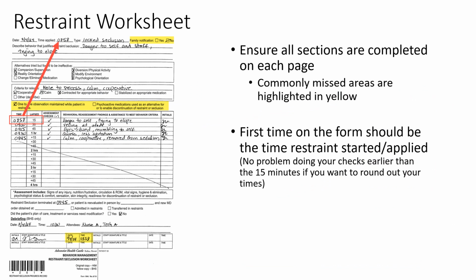Restraints worksheet. Ensure that all sections of the sheet are completed. The most common areas that are missed are family notification, one-to-one observation maintained while patient in restraints, as well as the date time on the signature field. The initial start time you document on the flow sheet should match the time in the time applied field. You could do the next documentation before 15 minutes if you want to round out your assessment times. For example, your initial assessment was at 8:58. You could do another at 0900 to round out the times.